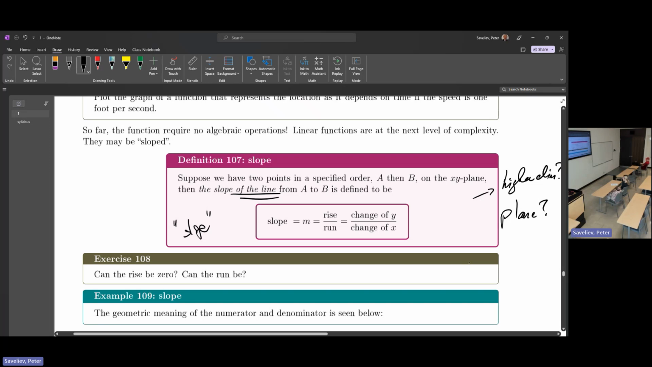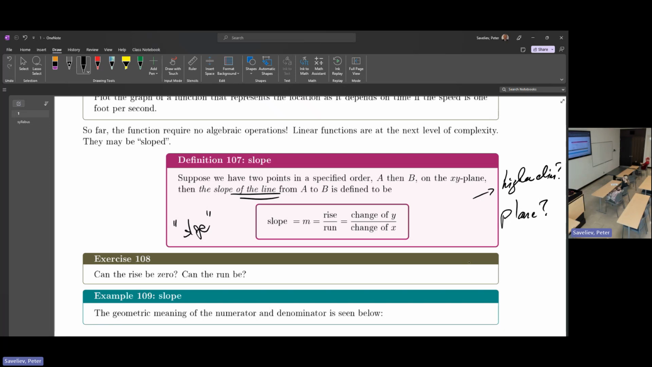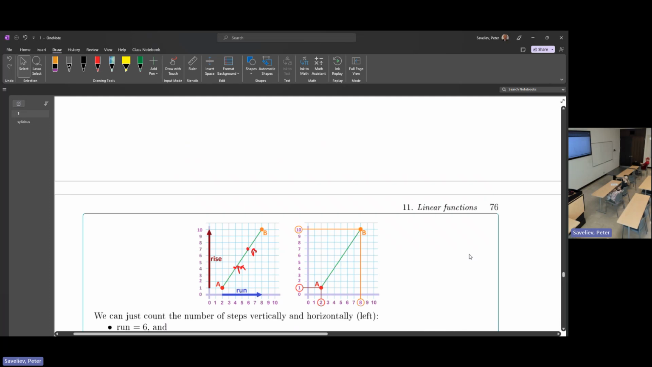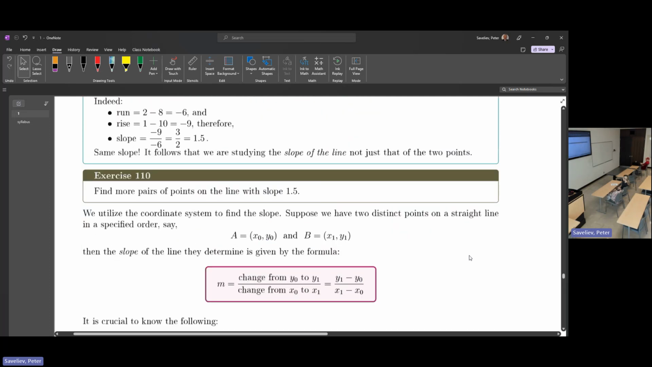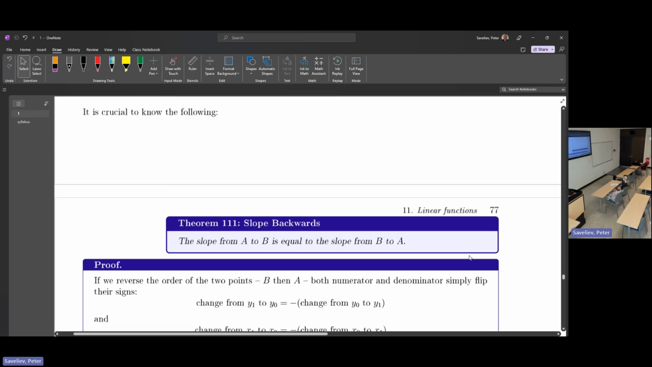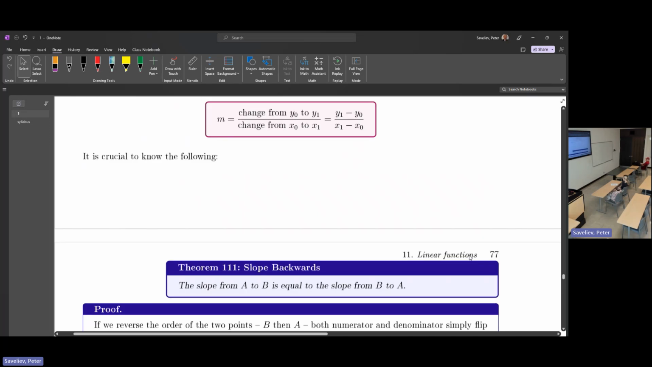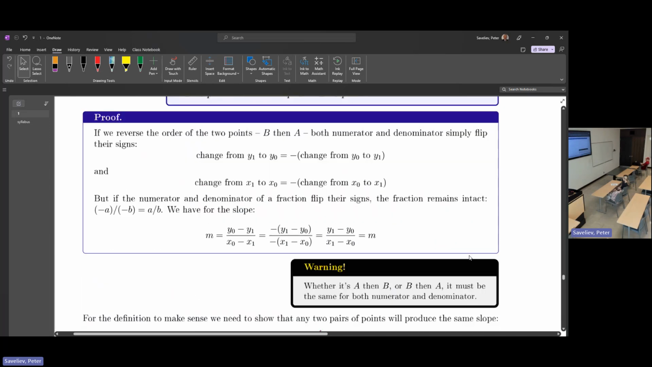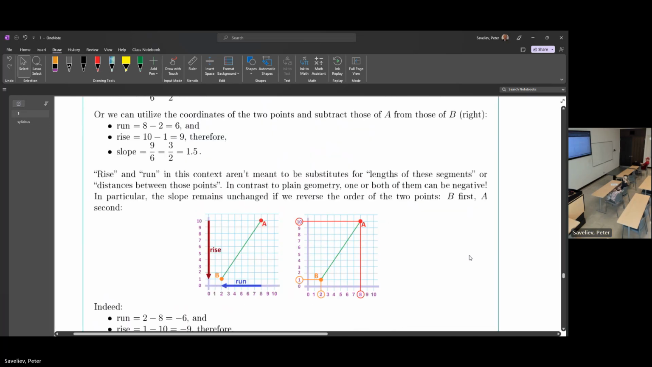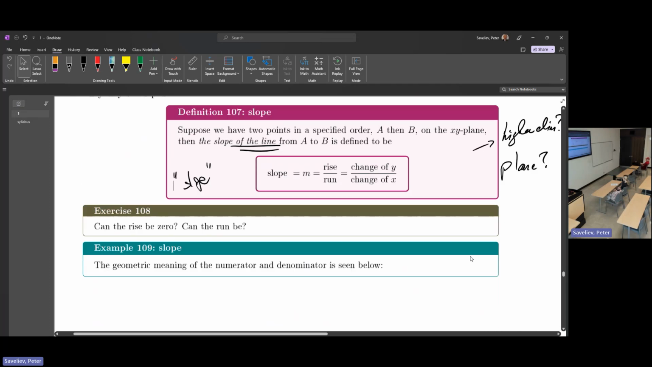Okay, so one number characterizes all lines. That's what we saw last time. This is how it's computed. This is once again the computation. It doesn't matter how it's computed and where it's computed, that's coming up next.